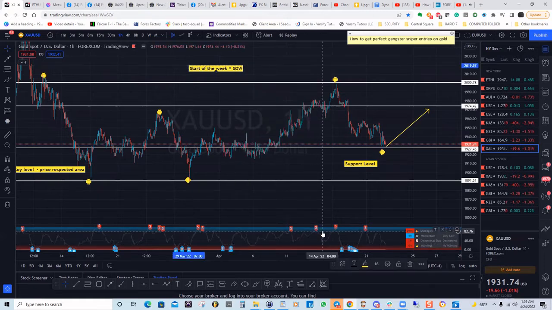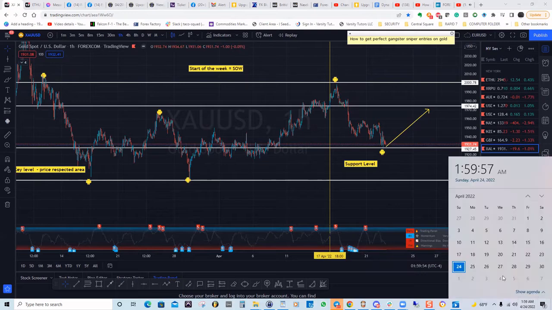So I want to find out when the start of the week came. That was April 17th. Gold opened at 6 o'clock. So April 17th at 6 over here someplace, right? Boom. April 17th. Right here. So I'm gonna put a vertical line at April 17th, at 6, right there. Boom. Because if you notice here, April 17th, gold opened up at 6 o'clock.